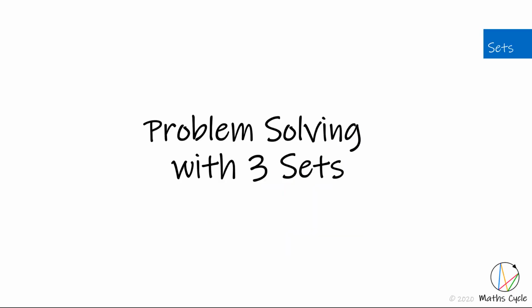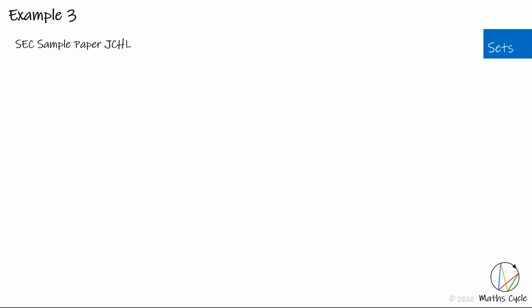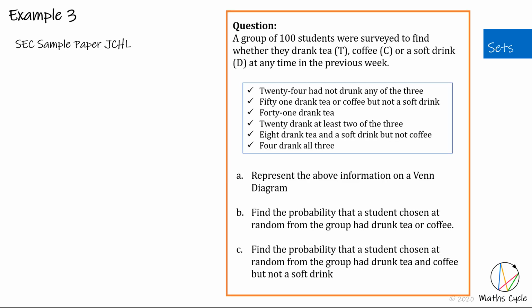Problem solving with 3 sets. Example 3. The State Exams Commission sample paper, Junior Cert Higher Level. Question. A group of 100 students were surveyed to find whether they drank tea, coffee, or a soft drink at any time in the previous week.